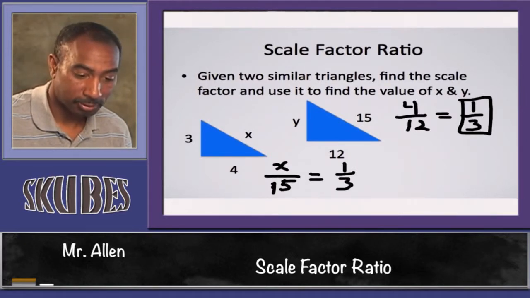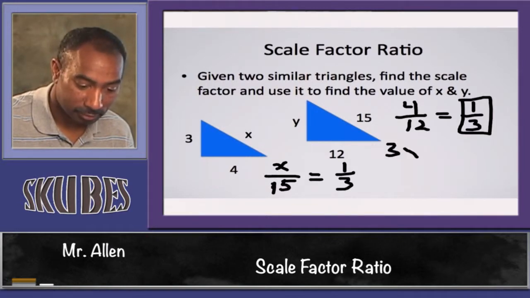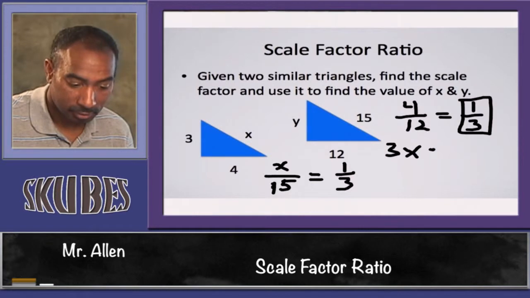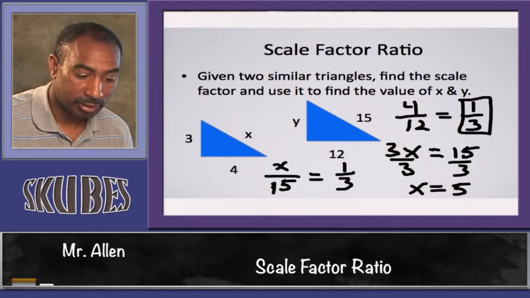And after that, you just cross multiply. So 3 times x is 3x. And 1 times 15 is 15. If I divide both sides by 3, I get x to be 5. So x is 5.